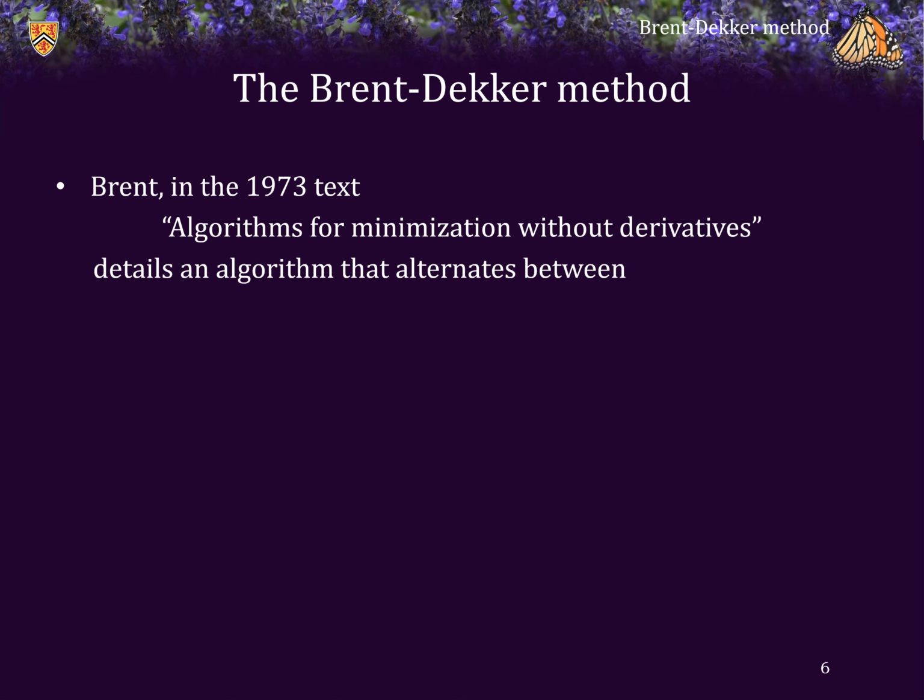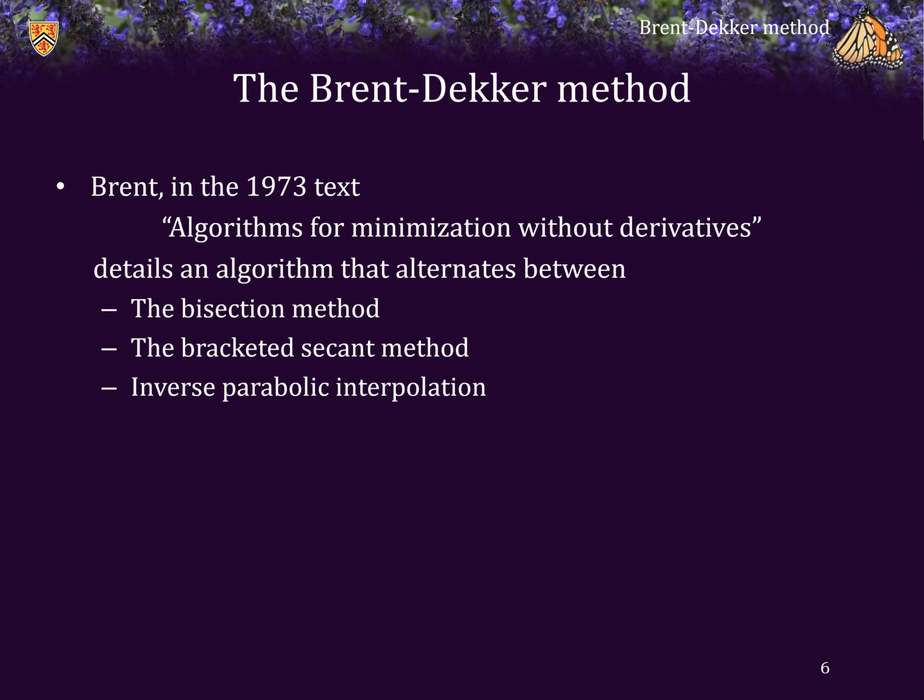Now, Brent, in his 1973 text, Algorithms for Minimization Without Derivatives, details an alternative algorithm that alternates between the bisection method, the bracketed secant method, but also the inverse parabolic interpolation method. This results in a superlinear convergence technique, but one that is bracketed, which means that it will also guarantee convergence to that root.